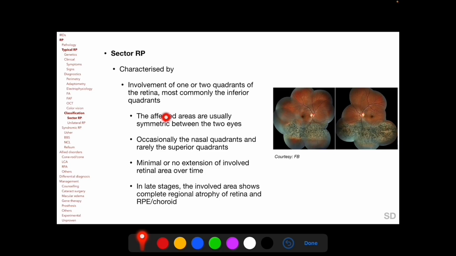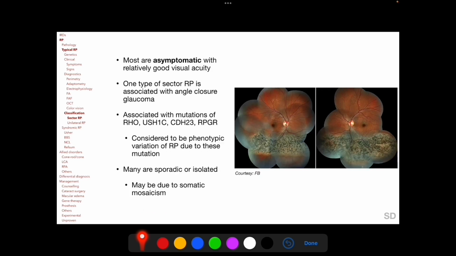The affected areas are usually symmetric between the two eyes as shown by these two photographs, and over time typically there is minimal or no extension of the involved retinal area. However, in later stages of the disease, the involved area shows complete regional atrophy of the retina and the underlying retinal pigment epithelium and the choroid. Most patients with sector retinitis pigmentosa are asymptomatic with relatively good visual acuity, and mutations in several genes have been associated with sector retinitis pigmentosa.